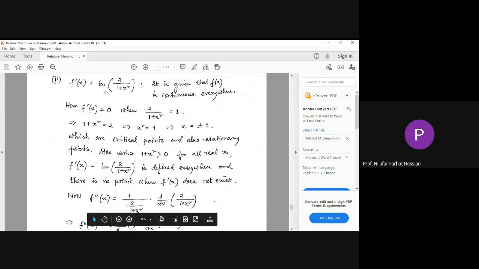Now you have another problem. Here the derivative of the function is this: ln of 2 by 1 plus x square. Ln means log with base e. This is the derivative of the original function.